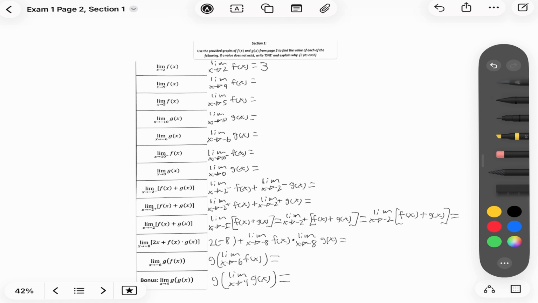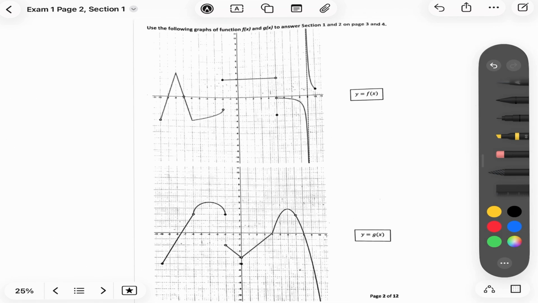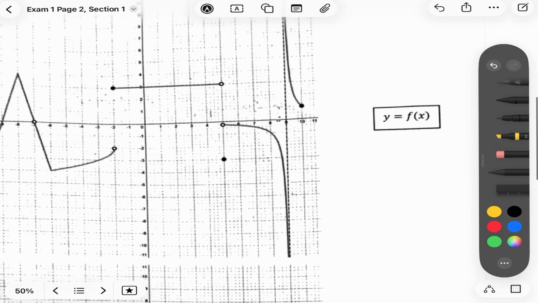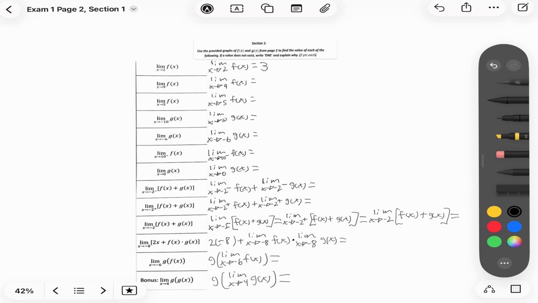For our next one, limit x approaching 9, we go to our f of x graph again. We go to 9. Now we can see that there is a vertical asymptote here. This means that our answer will be does not exist, or DNE. Now it does ask to explain why, so we will say DNE because vertical asymptote.